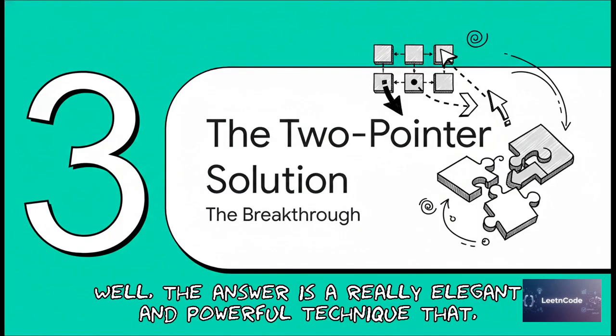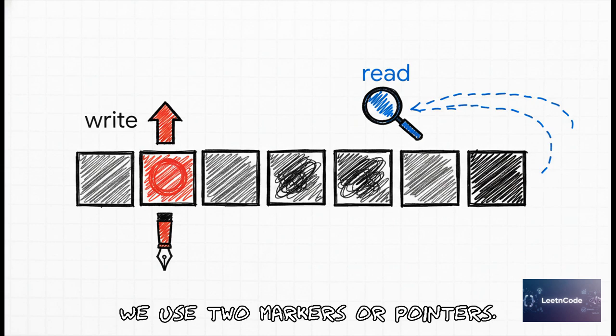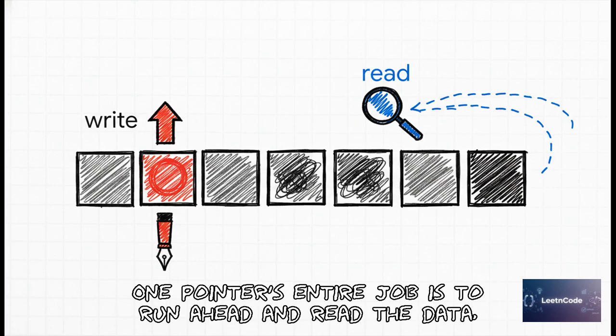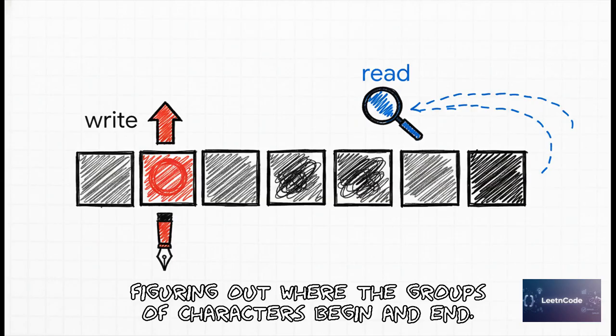Well, the answer is a really elegant and powerful technique that, once you see it, you'll see it everywhere. We use two markers, or pointers. One pointer's entire job is to run ahead and read the data, figuring out where the groups of characters begin and end.